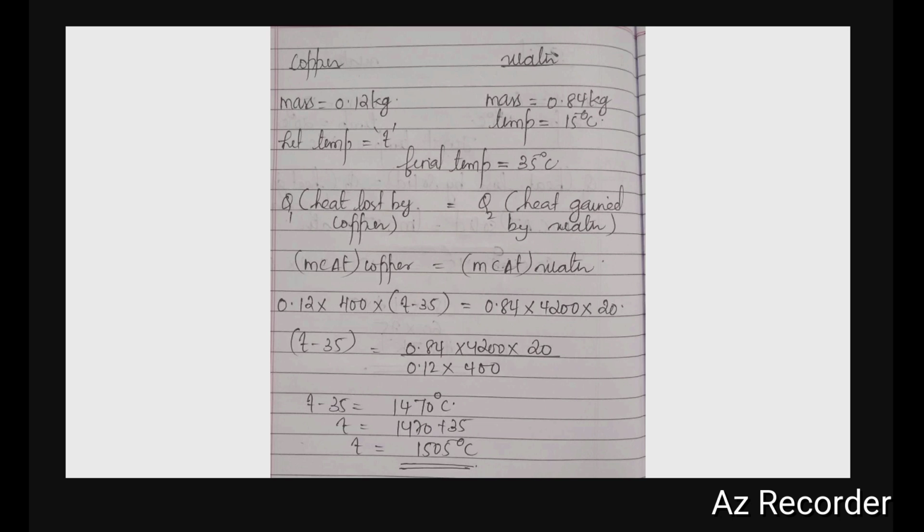Let's consider the mass of copper is 0.12 kilogram and the mass of water is 0.84 kilogram. We do not know the temperature of copper, so let's say the temperature of copper is T. The initial temperature of water is 15 degrees Celsius and the final temperature of the mixture was observed to be 35 degrees Celsius.